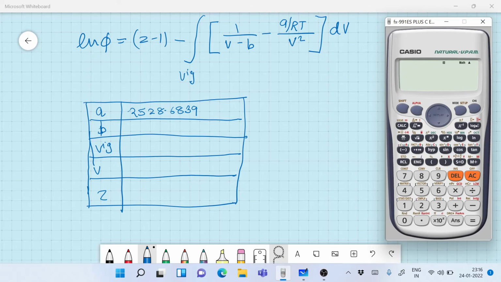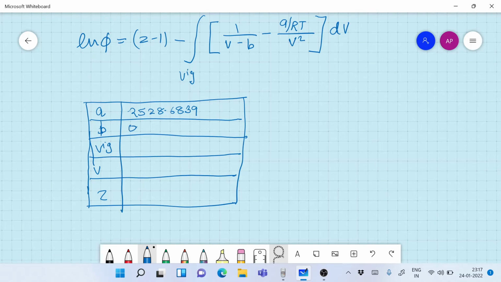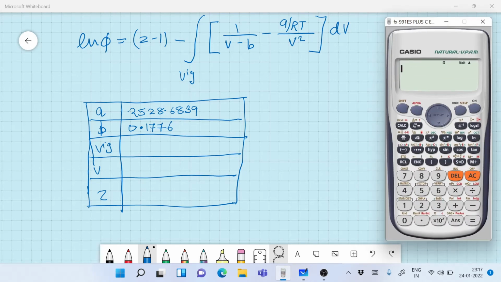Now let's calculate the value of B. The value of B is 1 into 8.314 into 507.4 divided by 2969, and we have to divide this further by 8. So it is 0.1776. Now we need the V ideal gas.